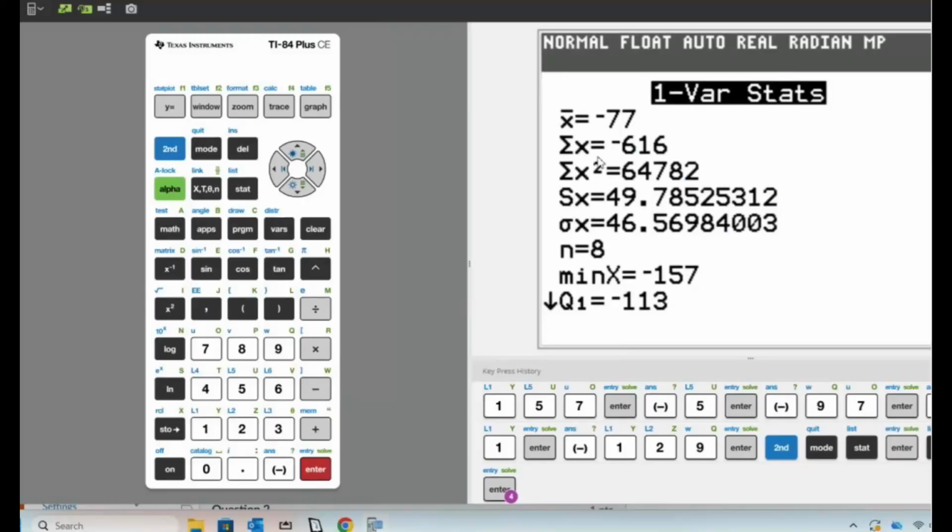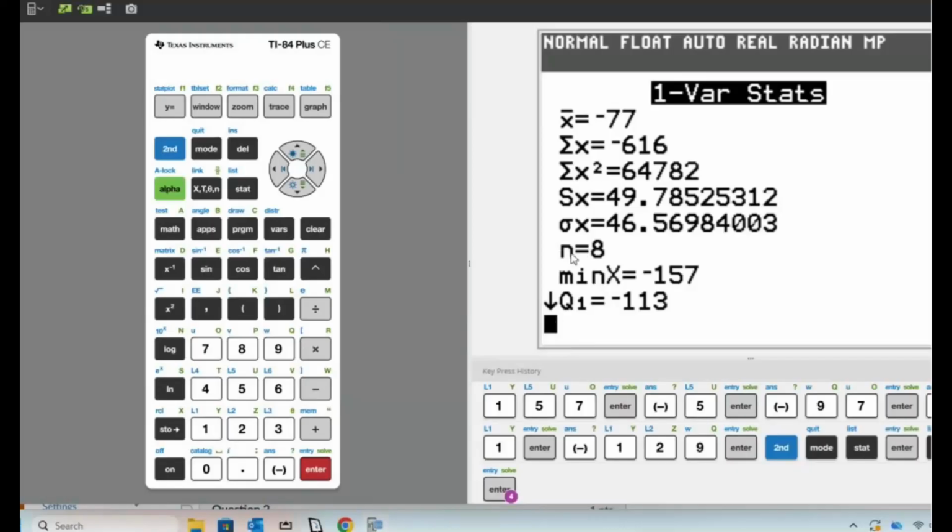And then it's going to give me a couple relevant pieces of information. The mean is negative 77. That's x bar right here. That's the mean. And then Sx is our standard deviation. I would write these down because the screen's about to go away. But the mean is negative 77. Standard deviation is 49.785. I normally just keep 3 decimals. It won't be all right if we do that.